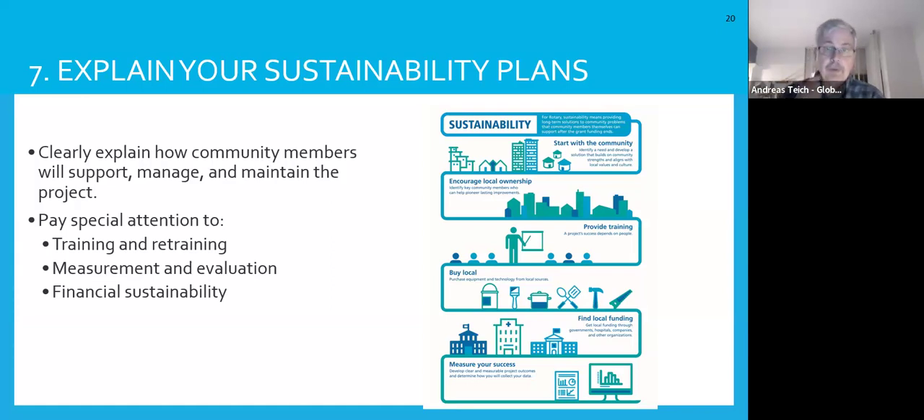So this graphic, which I think is a really good one, outlines the 6 specific ways in which you can make your project more sustainable. Be sure to address each point when you detail your project's long-term sustainability goals. You also find this information in a guide to global grants.